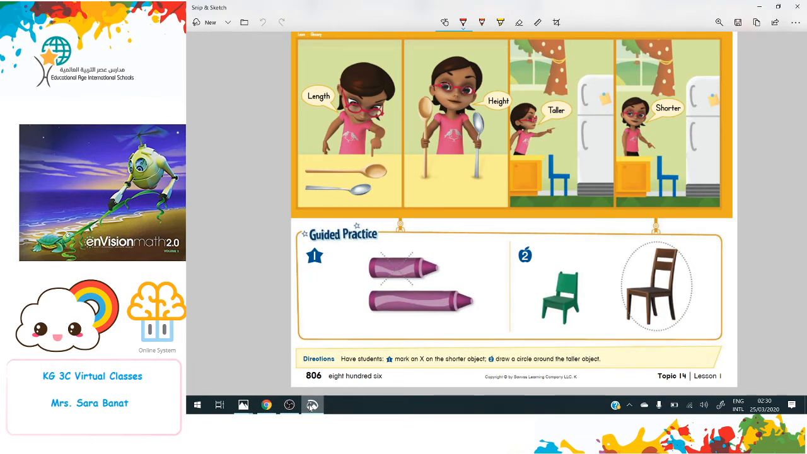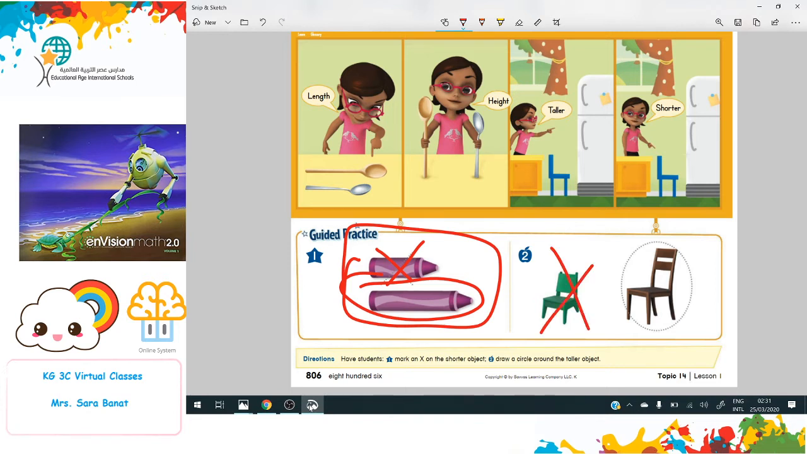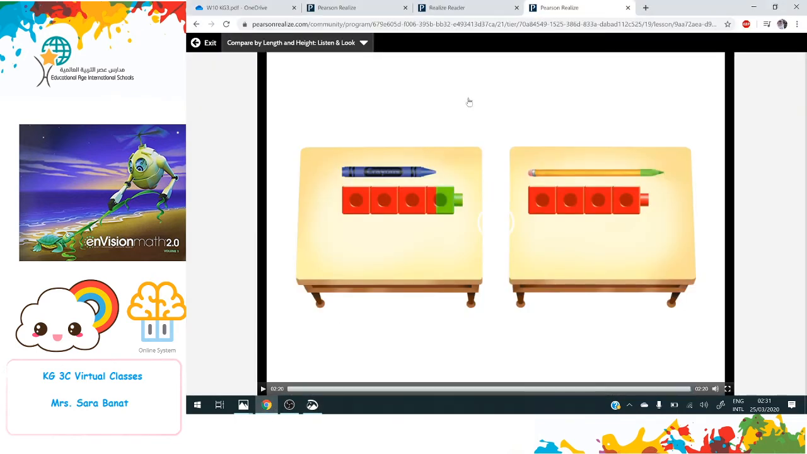Okay guys, so now we're gonna start working on the first page. What we will do is that we will mark X on the shorter object and we're gonna draw a circle around the taller object. So first of all, let's start with the first one. We have two purple crayons. We will put X on the shorter one and we're gonna circle the longer one. Okay, it's great. In the second one also we will do the same thing. We're gonna cross out the short chair and we will circle the longer one. Great job everyone.